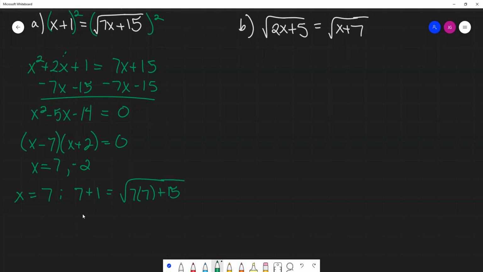Okay, 7 plus 1, that is 8. This is going to be the square root of 49 plus 15. 49 plus 15, that's 64. And we should have a question mark here because we want to know, is this the same? Is the square root of 64 equal to 8? Yes. So x equals 7 is an answer.